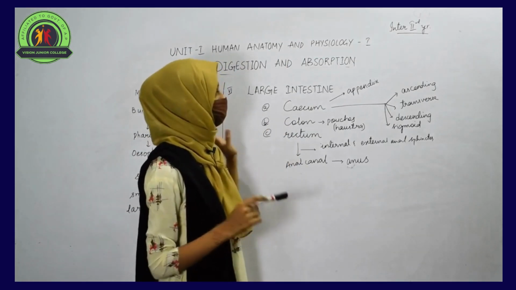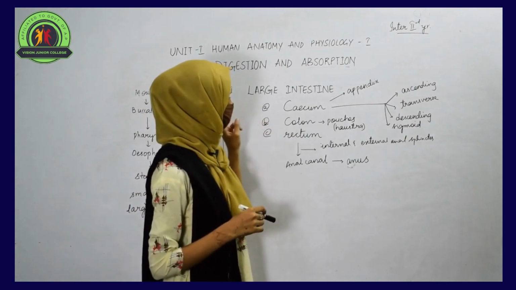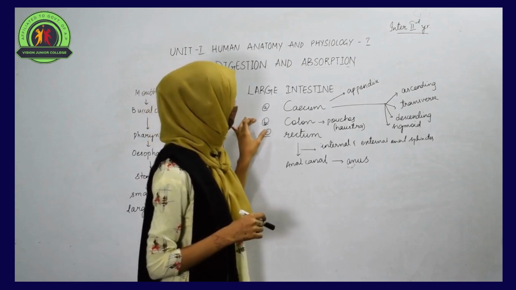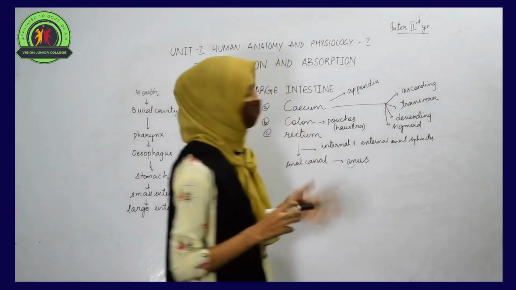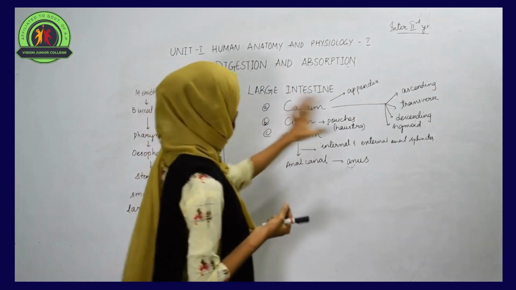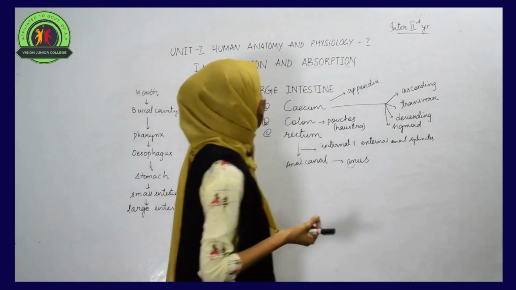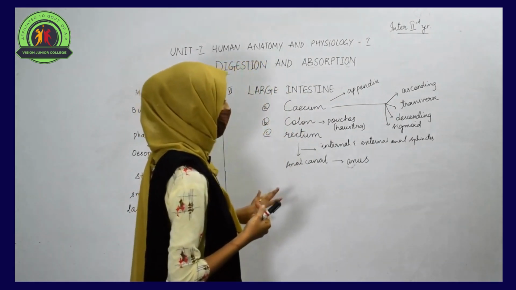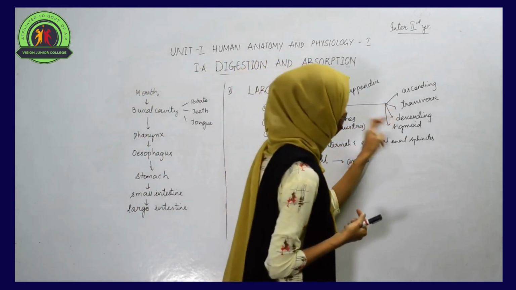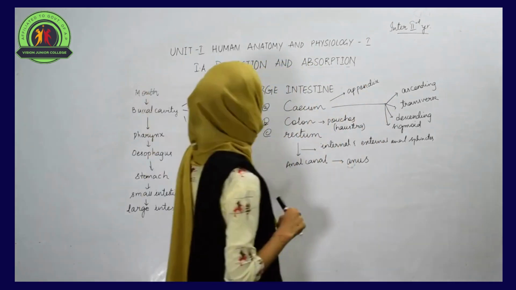The large intestine is also a part of our digestive tract, and this large intestine shows three regions. The first one is the cecum, the second one is the colon, and the third one is the rectum. The cecum is a region where you can see the presence of a vestigial organ, that is the appendix, and the cecum is a part of our large intestine that is divided again into 4 parts. They are the ascending region, transverse region, descending region and sigmoid region. These 4 are the different regions of the colon.